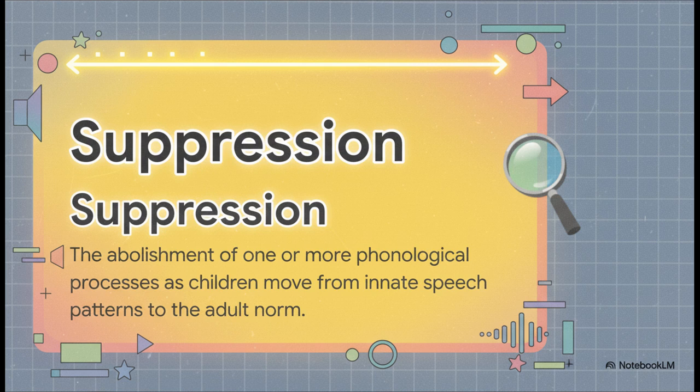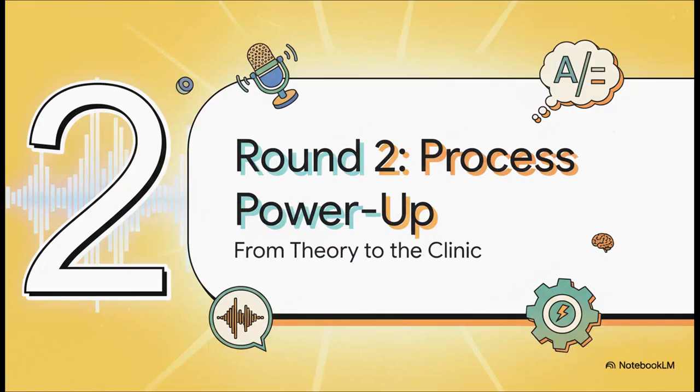As kids' brains mature, they literally suppress these natural, simple patterns and start using the more complex adult system. Now, the big takeaway here is that phonological processes aren't bad. They're a totally normal part of development. It only becomes a disorder when a child doesn't suppress them around the age they're supposed to. You totally crushed round 1. So let's level up for round 2.